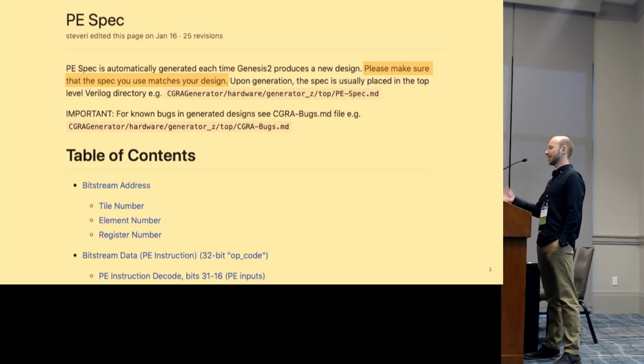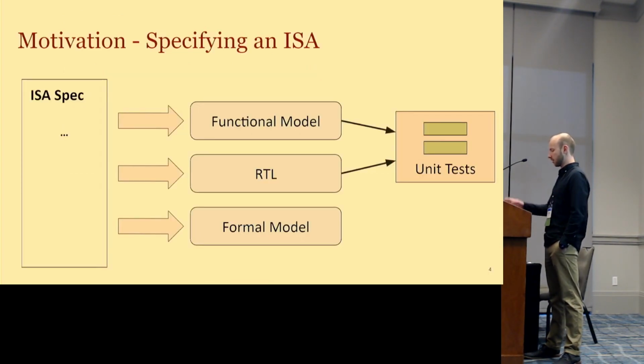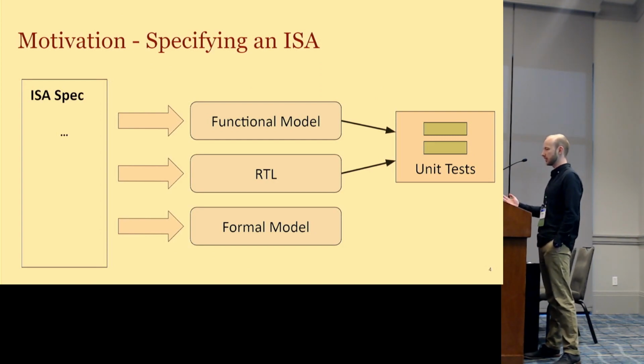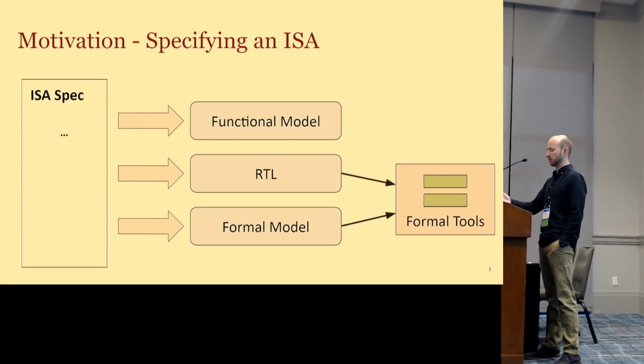So we had to test these different representations against each other, right? To test the functional model versus the RTL, we used unit testing. So we did different configurations of our design, sent in random values, and made sure that they were equivalent. To test the formal model, we used formal tools that would either test various assertions or equivalence between the RTL and the formal model.